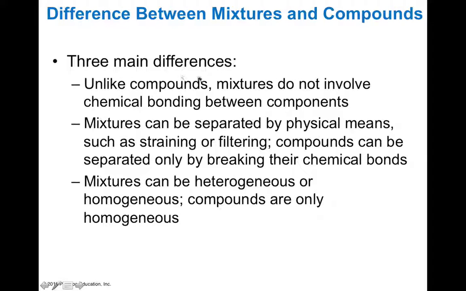Now, the main differences between mixtures and compounds are that, unlike compounds, mixtures don't involve chemical bonding. Mixtures can be separated by physical means, like straining or filtering. Otherwise, compounds can only be separated by breaking their chemical bonds. And mixtures can be heterogeneous or homogeneous, whereas compounds are always homogeneous, because you're talking about a particular type of molecule made of lots of different atoms.